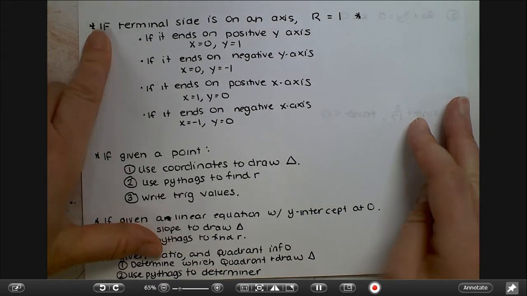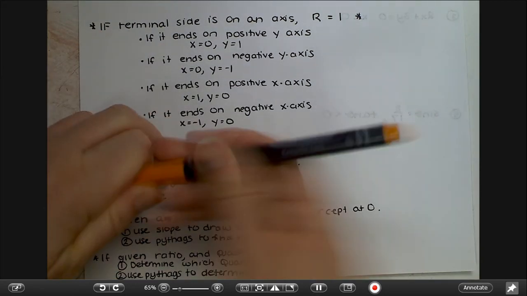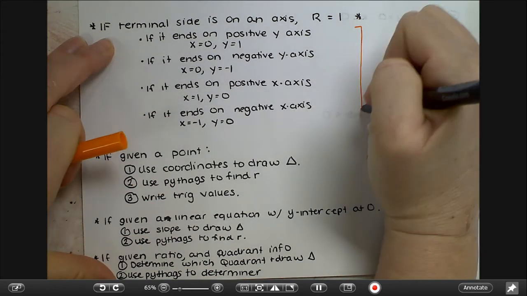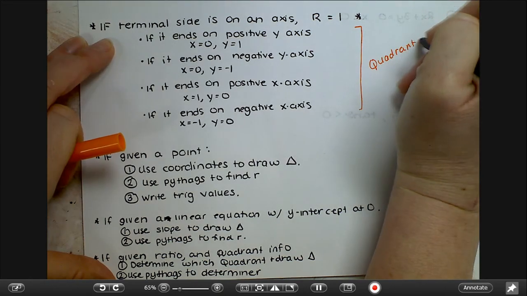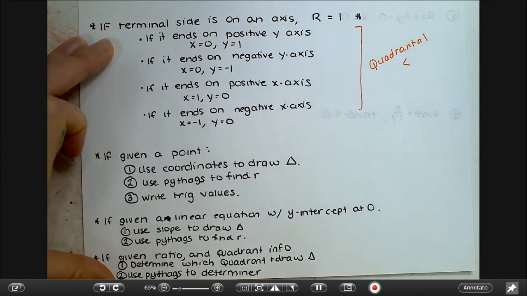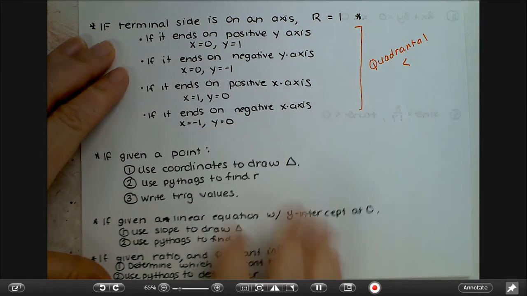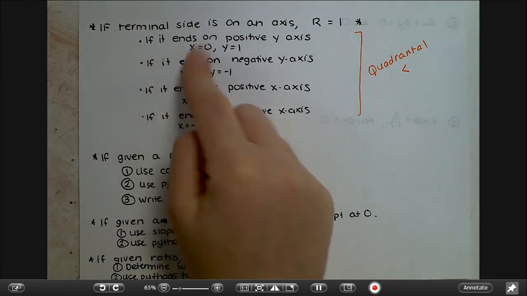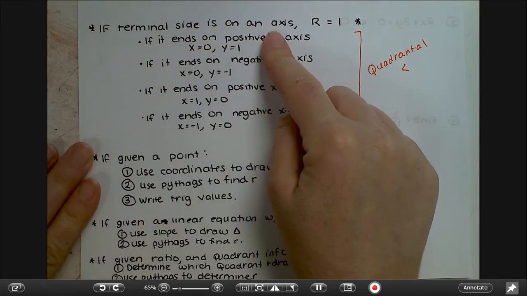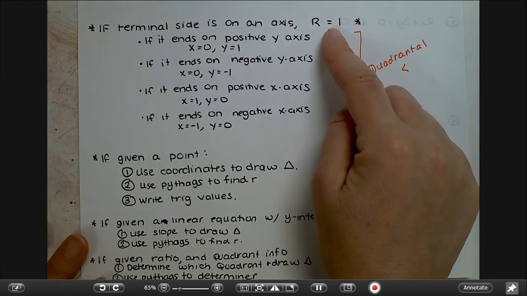I just wanted to talk about when the terminal side is on an axis. Remember, these are quadrantal angles. That's the vocabulary word. And theirs are kind of special because it feels confusing when you just look at them. But this part will make sense. First of all, if the terminal side is on an axis, we're going to use r as 1 every single time.